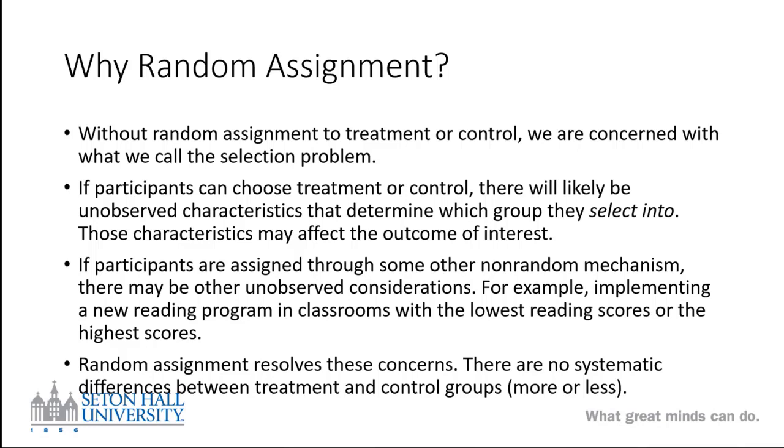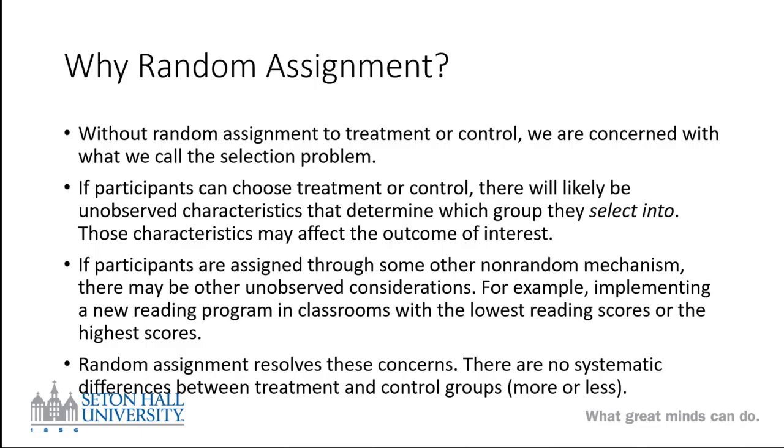So what is it about random assignment? Why do we care so much about randomly assigning people to either treatment or control? So without random assignment, we're concerned with what we call the selection problem. So if participants can choose whether they are in the treatment group or whether they are in the control group, there are going to be unobserved characteristics that determine which group they select into. And these characteristics are very likely to affect the outcome of interest.